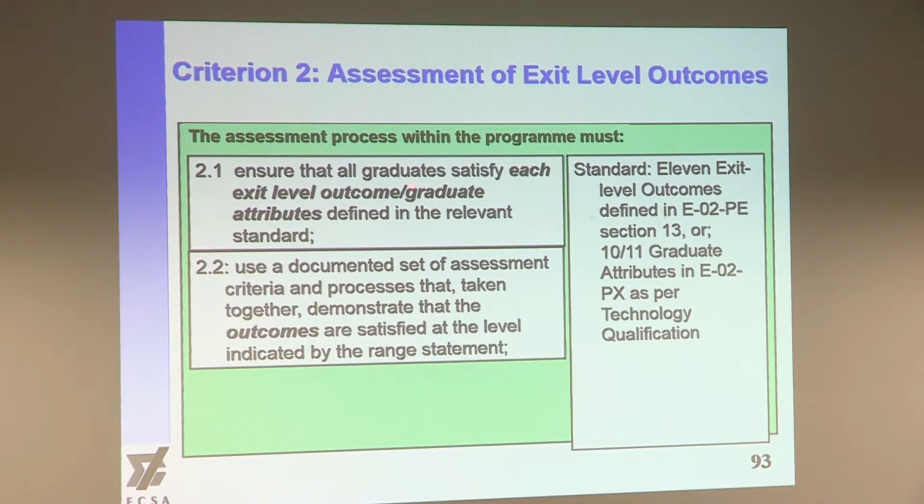Ensure that all graduates satisfy each exit level outcome of graduate attribute defined in the relevant standard. Use a documented set of assessment criteria and process that taken together demonstrate that the outcomes are satisfied at the level indicated by the rank statement. And this is coming from where the documentation will be coming from. For instance, yours will be PO23N as the standard. So you should satisfy yourself in the assessment of the criteria of the graduate attribute as per this.